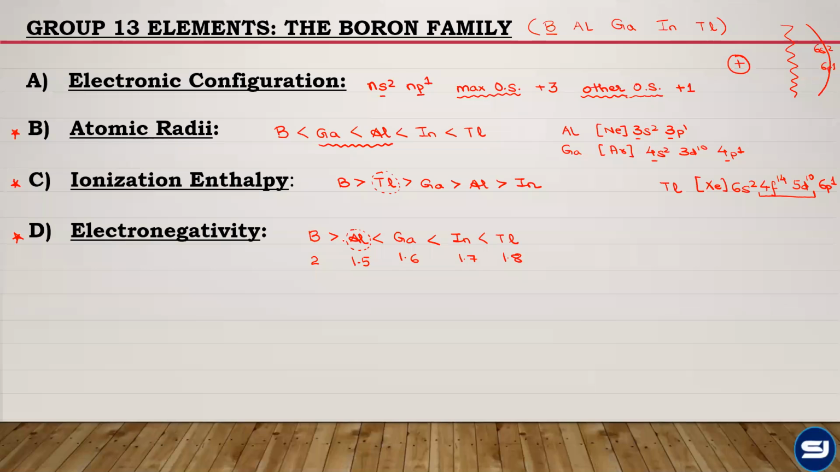फाइन। Each of these trends is very important: atomic radii, ionization enthalpy, and electronegativity.